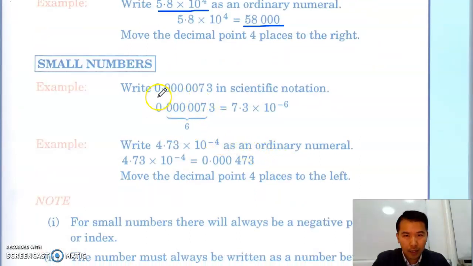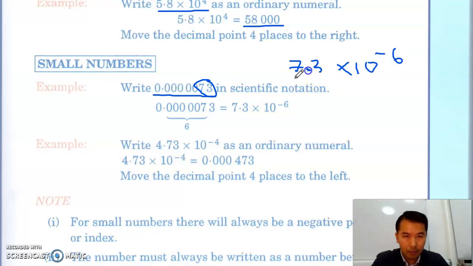Write this in scientific notation. Scientific notation again, because here you pick the number without zeros, so 7, 3, and then you count from here 1, 2, 3, 4, 5, 6. There's 6, so you do times 10 to the minus 6, and then you just put the dot in the middle. That means you go back. You want to get this, you go back 6 times to get that.